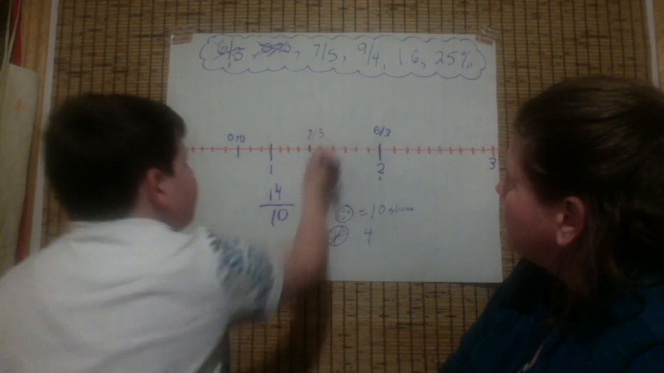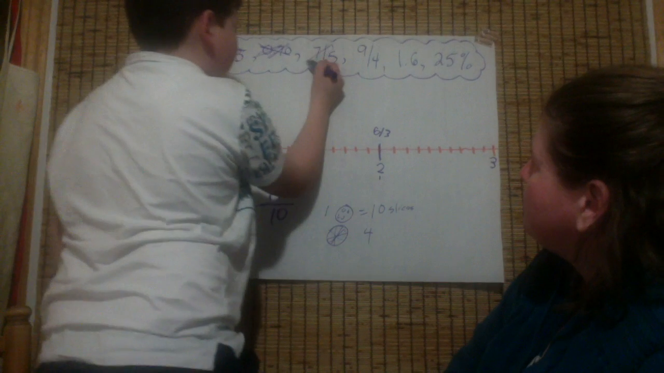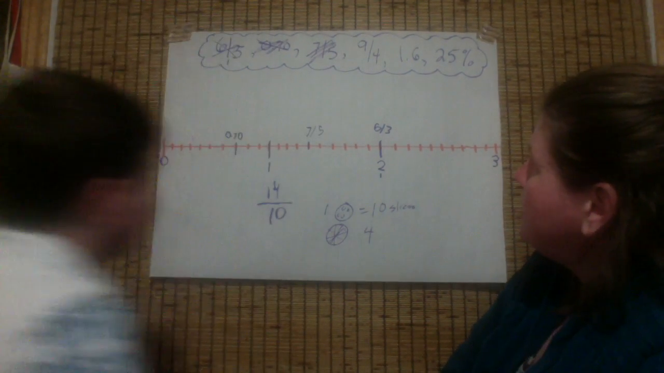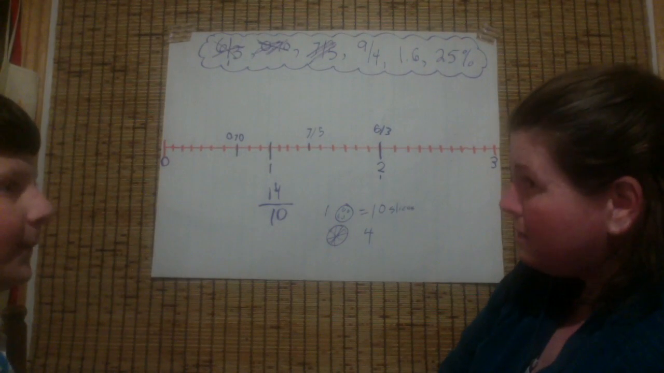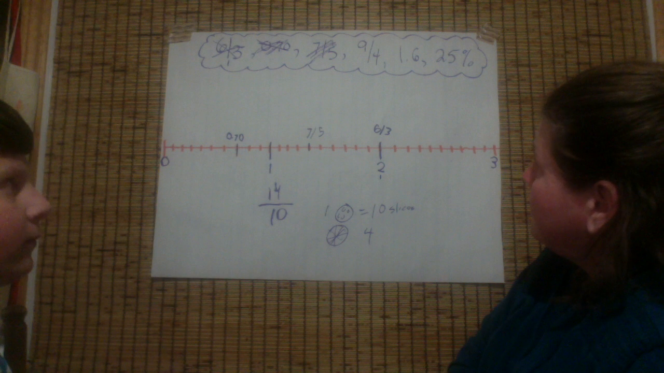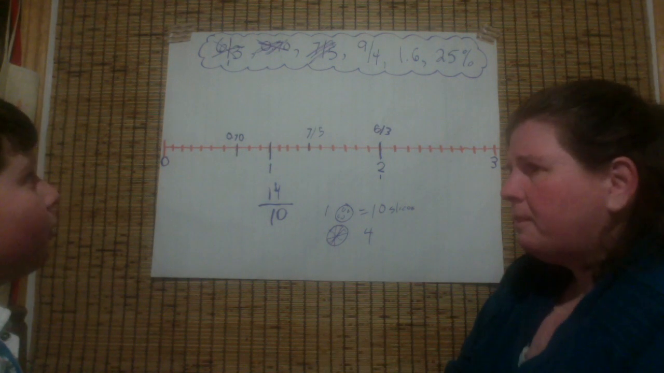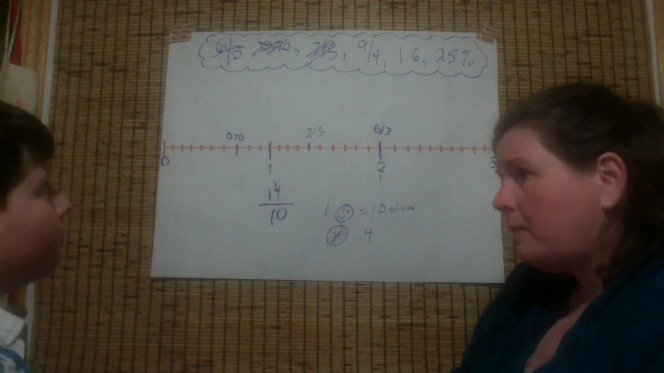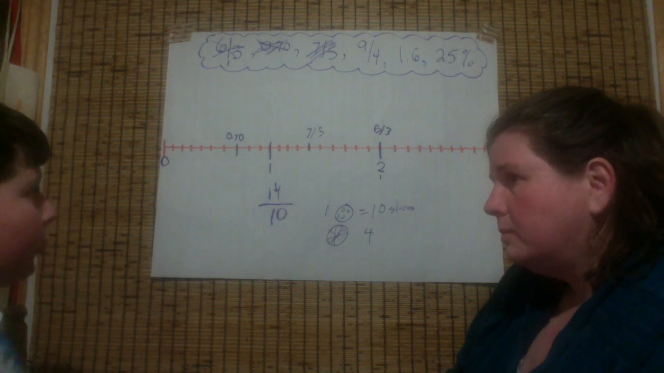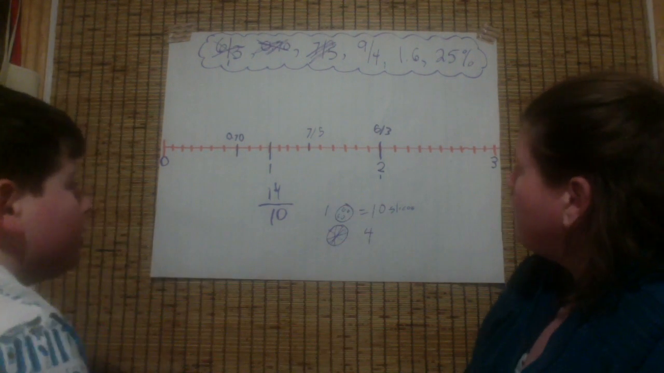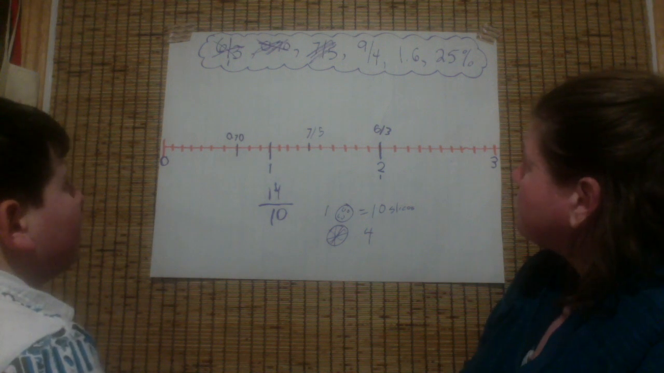That one was tricky. It was very tricky. Mark that off. And this one might even be trickier, the 9/4. What do we know about 9/4? Well, 4 plus 4 is 8, which would make it into 2 wholes. So you know that right off the bat it's going to be more than 2.